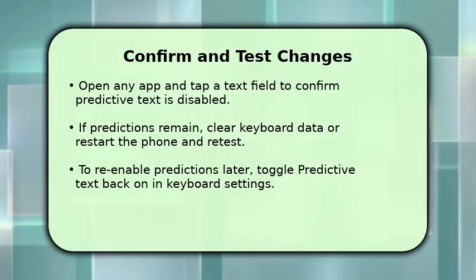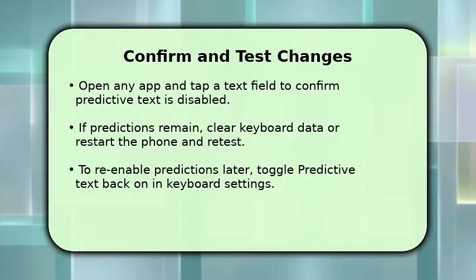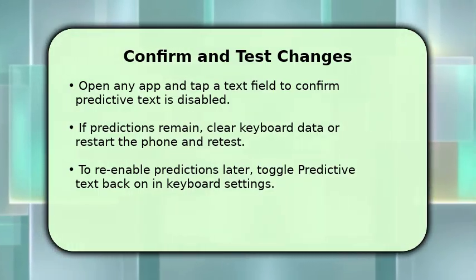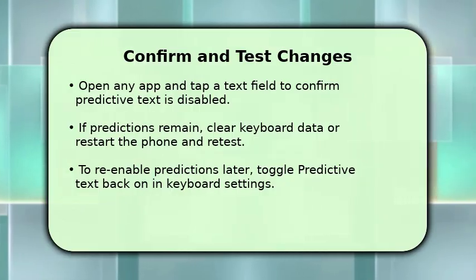To restore suggestions later, return to the same predictive text toggle and switch it on. This completes the process for turning off predictive text on Xiaomi devices.